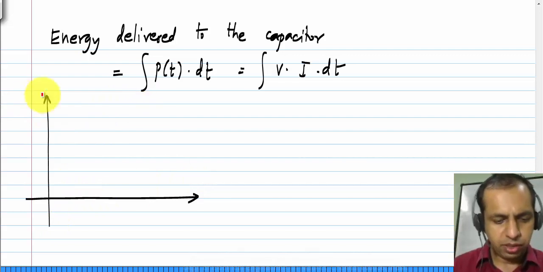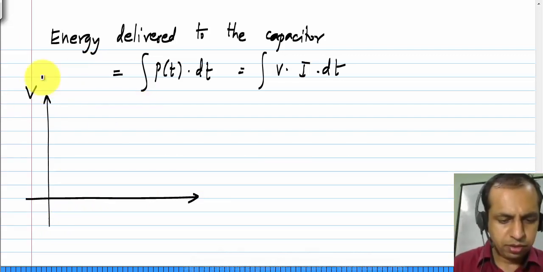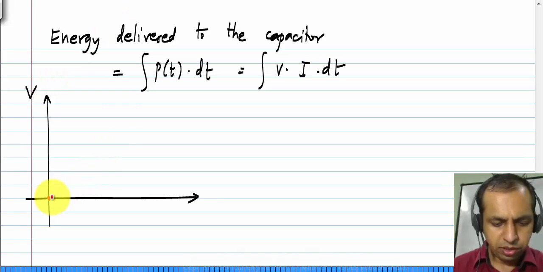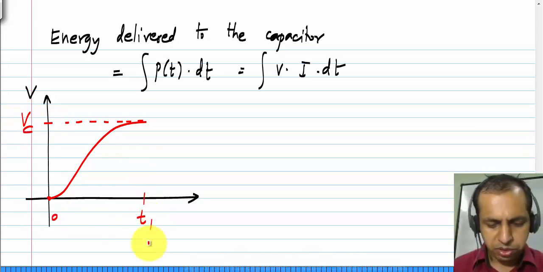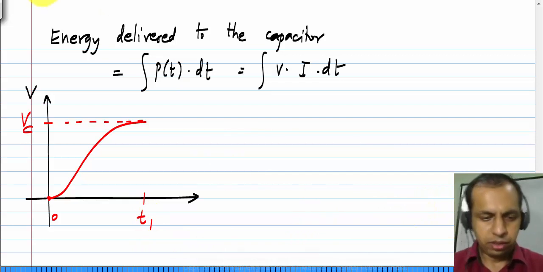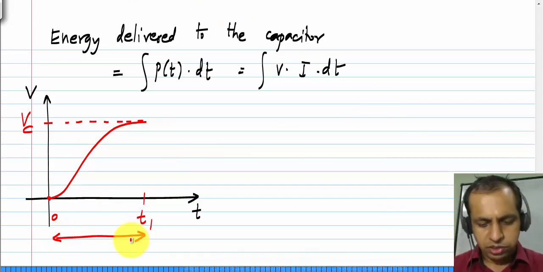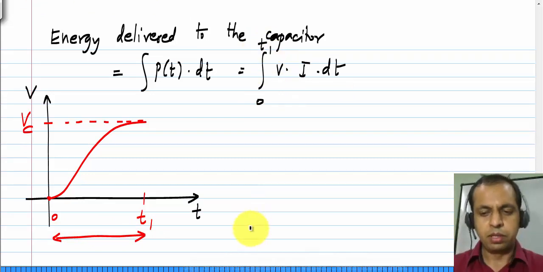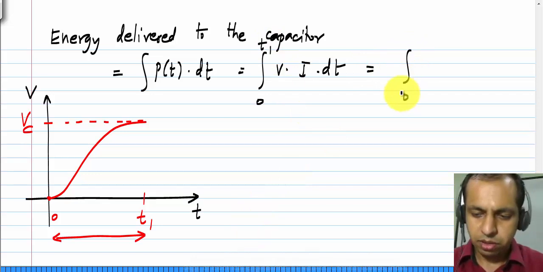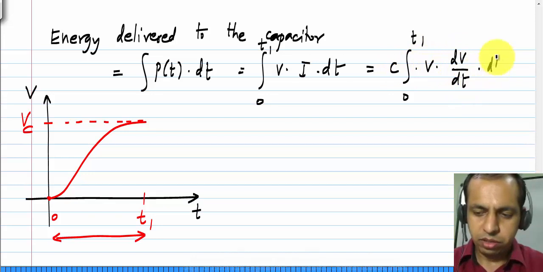And let's imagine that the voltage across the capacitor changes from 0 to some value Vc in a time from 0 to t1. So the horizontal axis is the time axis, and we want to find the energy delivered to the capacitor in this interval 0 to t1. So we have to carry out this integral from 0 to t1.